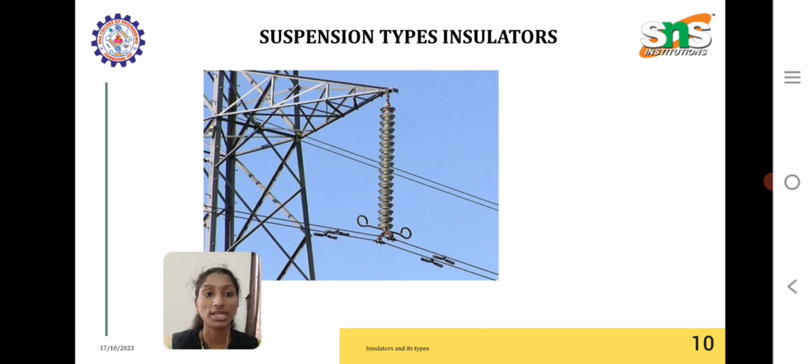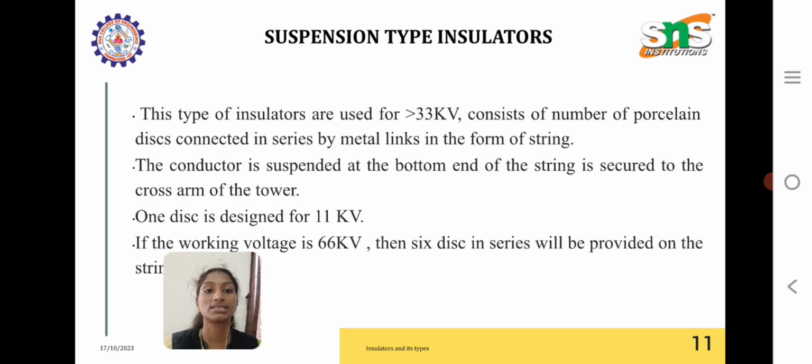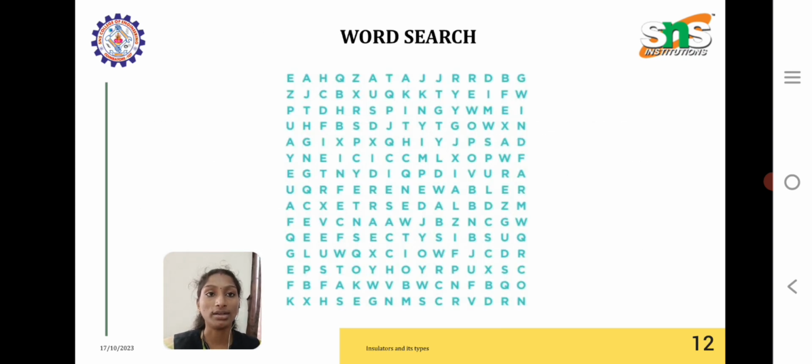Coming to the suspension type, this is for greater than 33 kV, and one particular disc is manufactured for 11 kV. For example, if we want to connect a suspension type insulator in a 66 kV line, then we have to connect 66 discs in that particular line.